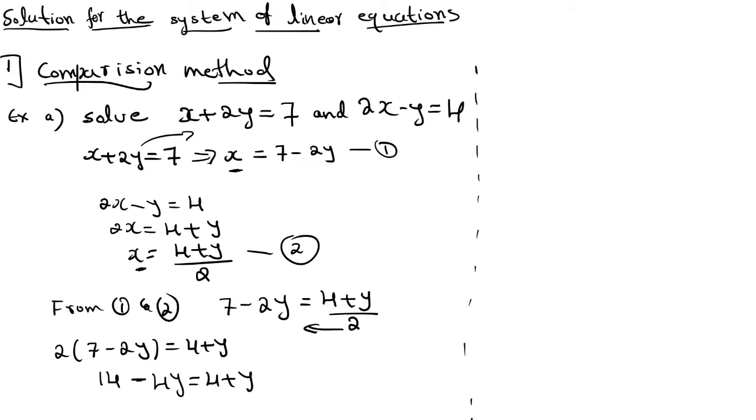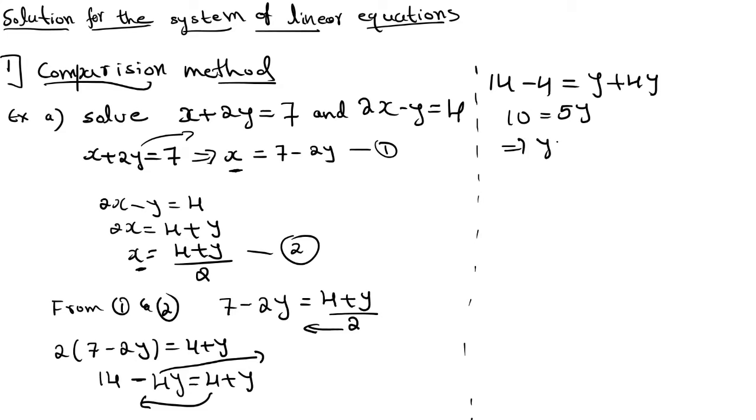Okay, next see, simplify again: 14 minus 4, taking this 4 to LHS. So 14 minus 4 equal to, already y in RHS. Take this 4y to RHS, that will become plus 4y. Okay, 14 minus 4, 10 is equal to 5 times y. This implies y is equal to, 5 ones are 5, 5 twos are 10. So y value is equal to 2.